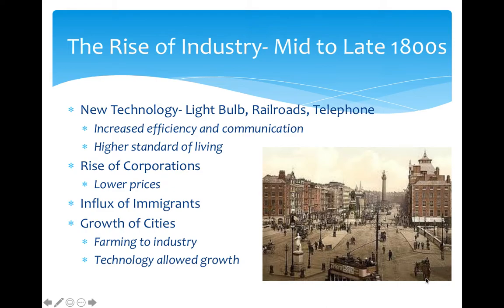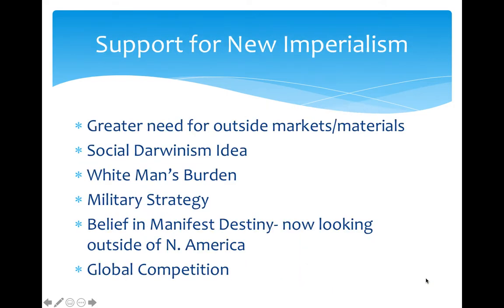Also, the rise of corporations will draw us into an interventionist policy, the influx of immigration, the growth of cities, again, going from farming to industry, that definitely would be that issue. So knowing those four main points there would be good. New technology, rise of corporations, influx of immigrants, growth of cities. That's really starting to make us think more outside of America, therefore more interventionist.